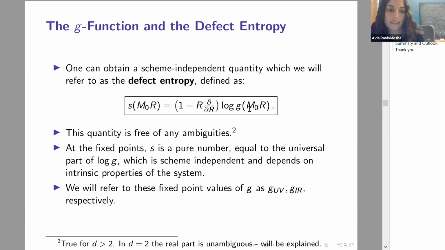Now, at the fixed points, this S is just a pure number that is equal to the universal part of log G, which is scheme independent, and it depends on the intrinsic properties of the system. We will call these fixed point values of G as G_UV and G_IR.